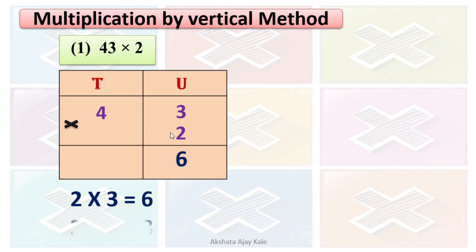Now 2 multiplied by 4. 4 2s are how much, or 2 4s are how much? That is 8. Where to write 8? We will write 8 in the tens column. Remember this. When we multiply the unit place numbers, then we have to write the answer in the unit place. Okay. Then we will move slowly to the left side. Now what is the answer here? 43 multiplied by 2 is equal to 86. Got this? This is called the vertical method of multiplication.